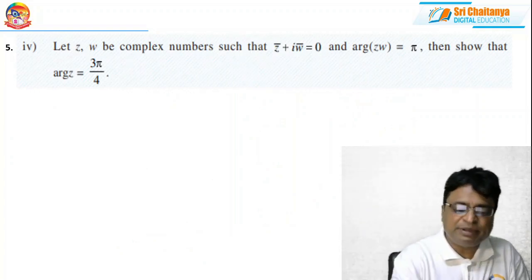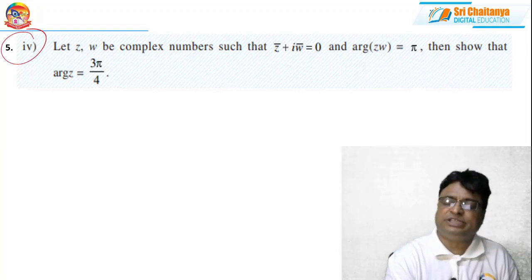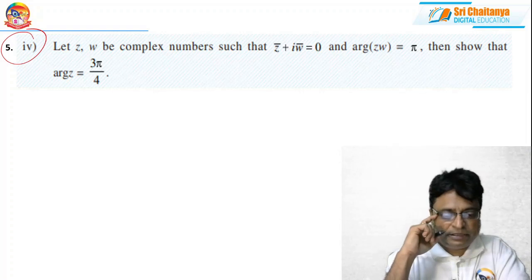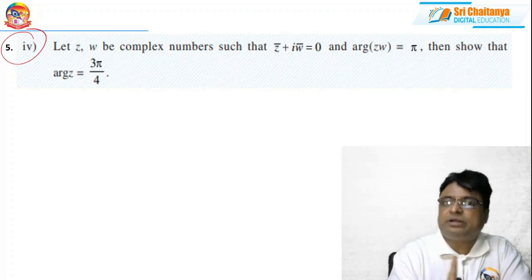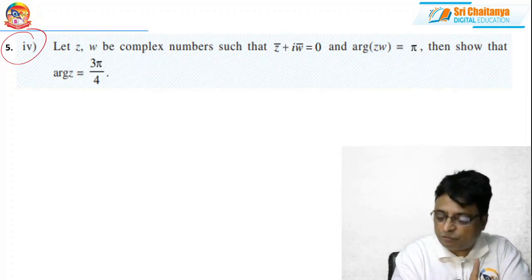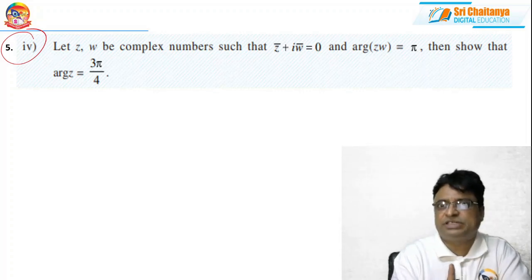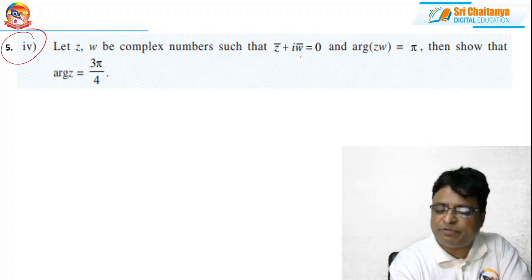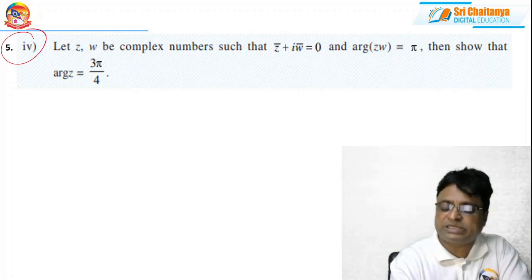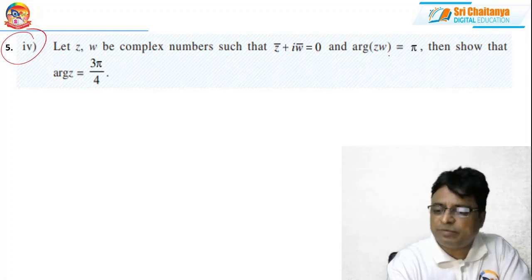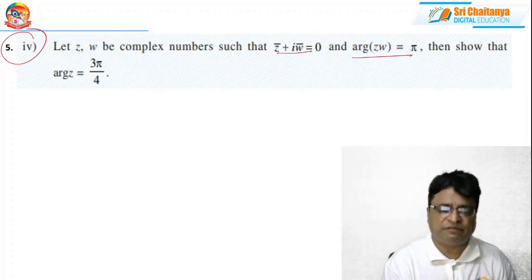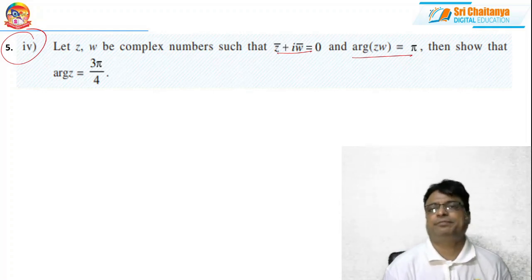Again, my friends, this question was asked in the JEE Advanced examination also. Please read the statement properly. Z and W, here W, please don't get confused, it is not omega. Z and W are complex numbers such that Z plus i W bar, that is Z bar plus i W, is equal to 0, and argument of ZW is equal to pi. These two equations are given. We have to show that argument of Z is equal to 3 pi by 4.